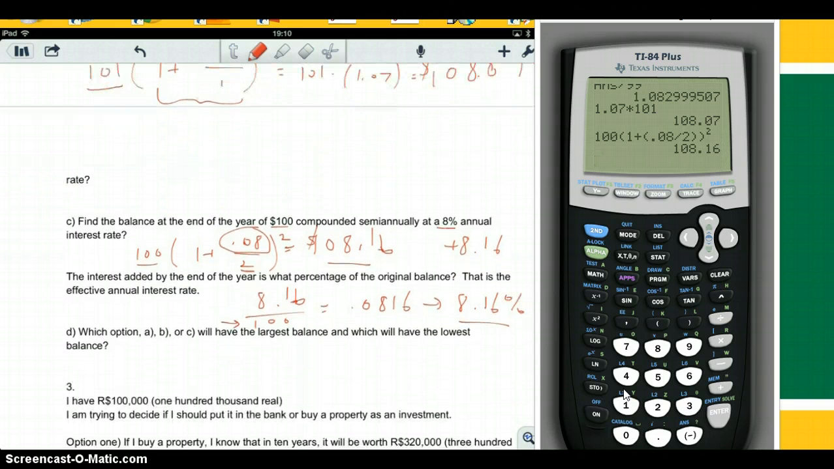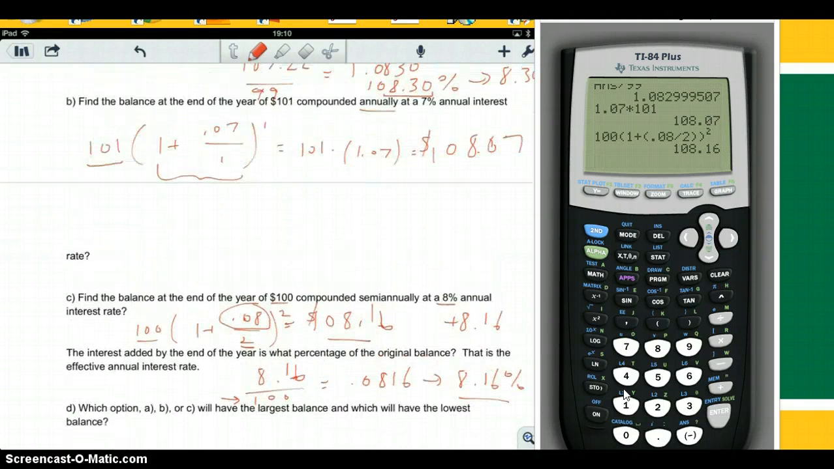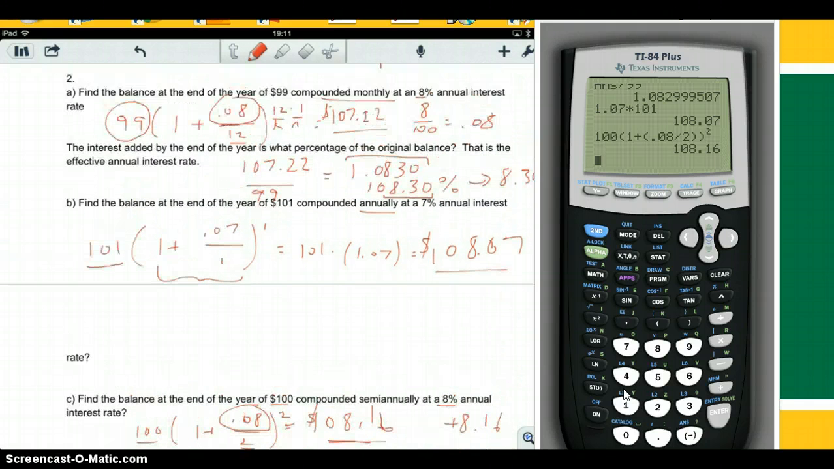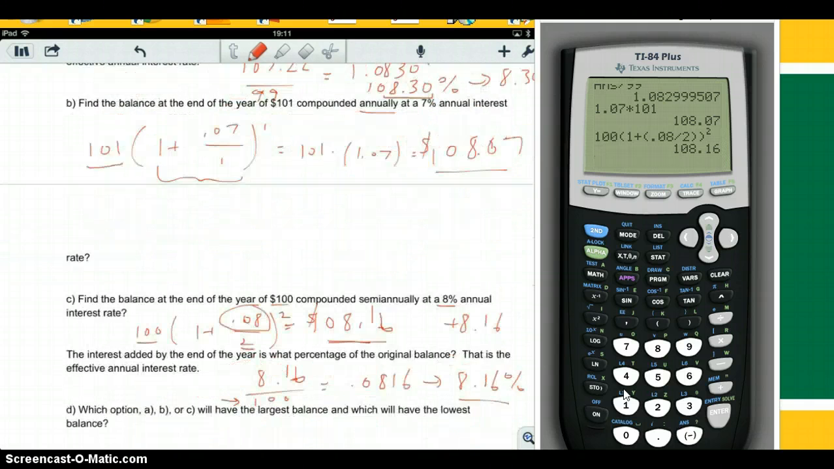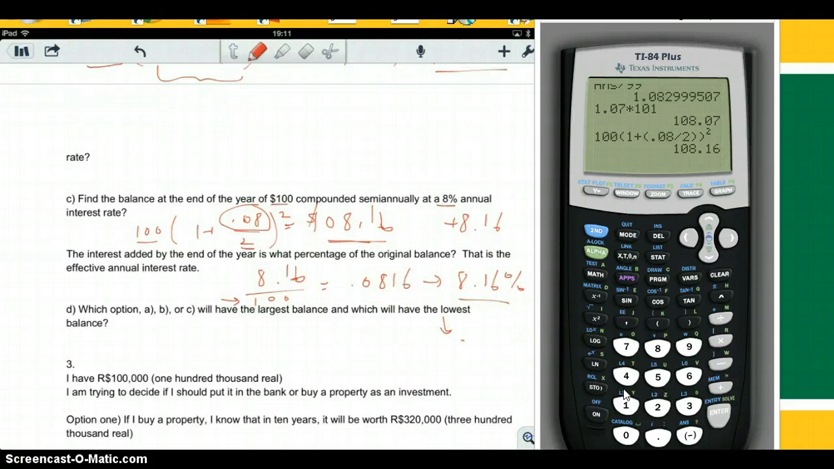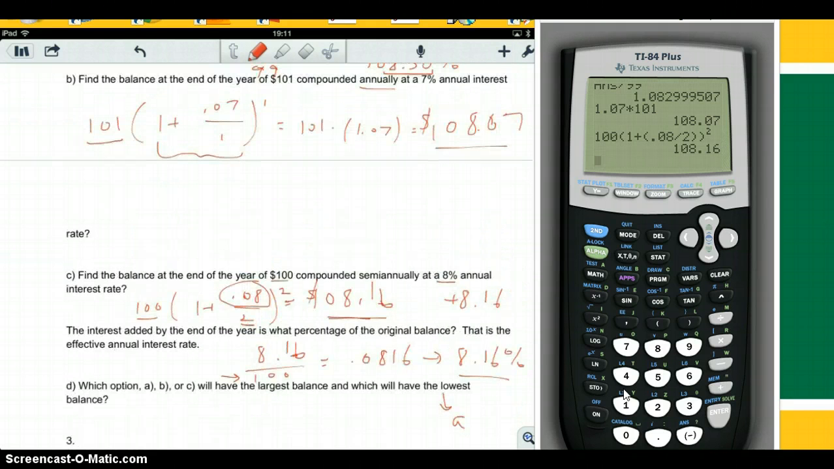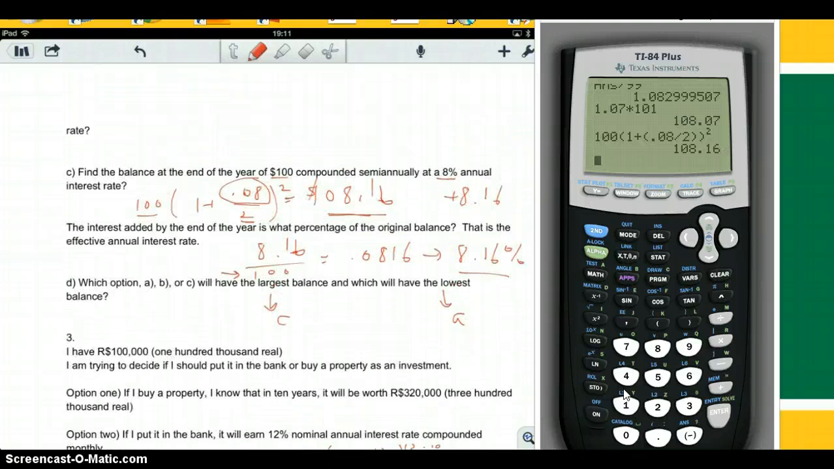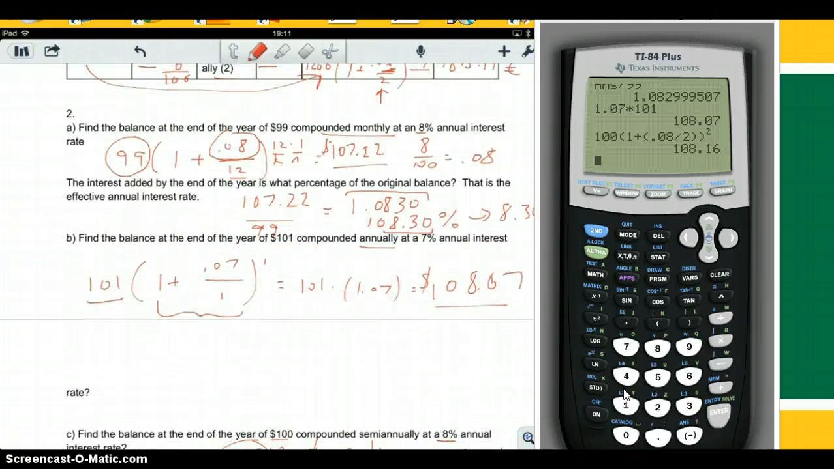So which option, A, B, C, will have the largest balance and which will have the lowest balance? Well, we've already figured out the hard part. So one of them has 108.16, the other one has 108.07, and the other one has 107.22. So the worst one is A. A has $107, so that's the lowest. And the highest is the one with 108.16 or 108.07. 108.16 is a little higher. So C is the highest. Okay? Alright. So I think that is number 2.